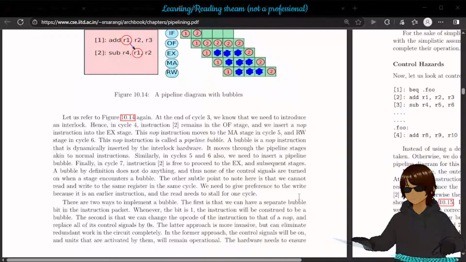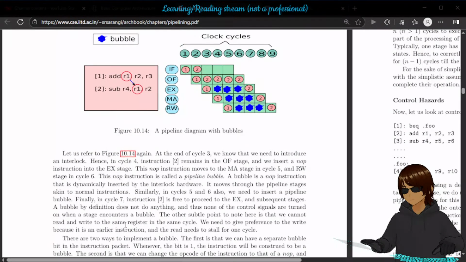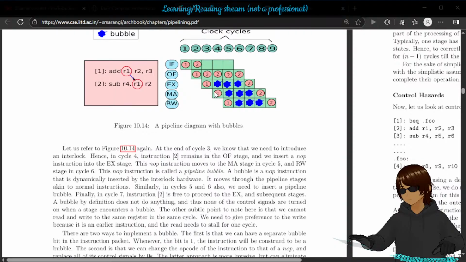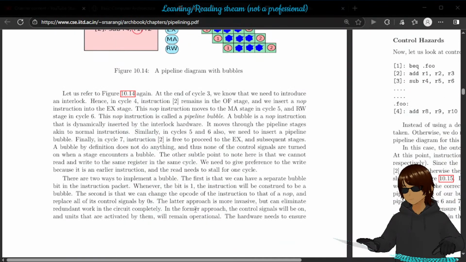Wait, in the second approach, they're changing the opcode of the instruction. So, like, let's say instruction 2 was supposed to be here, but then they changed the opcode of the instruction, now it became a NOP instruction. So, is that what they're saying?